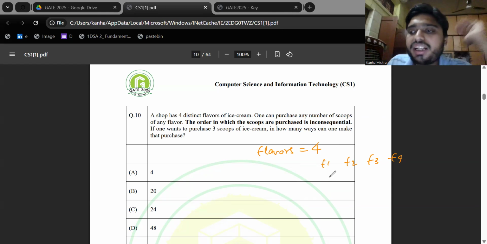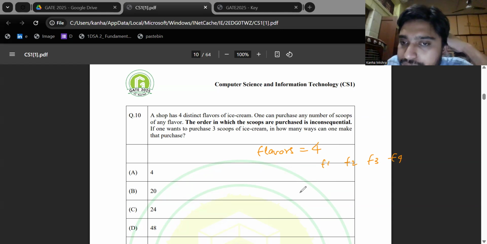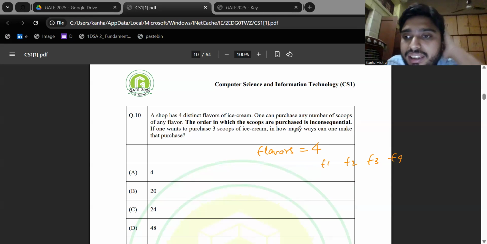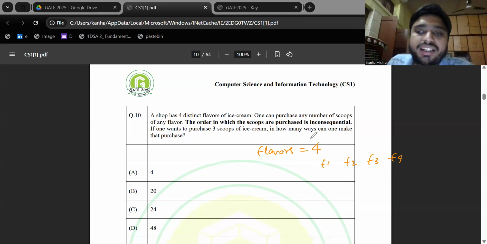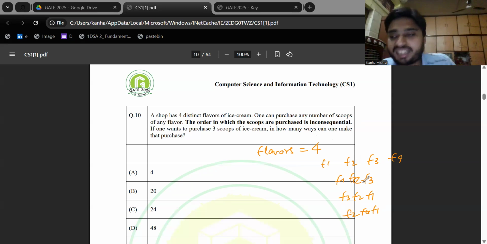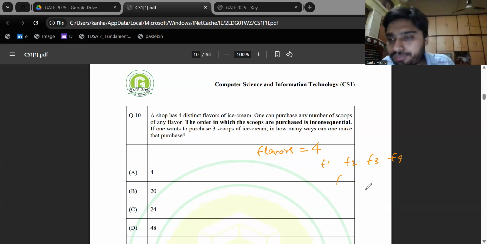Now, there are four flavors given to us. I want to choose them in a way such that, since the order is inconsequential, F1, F2, F3 and F3, F2, F1, or F2, F3, F1 are all considered the same. That means this question requires us to do some combination-related work where order doesn't matter.